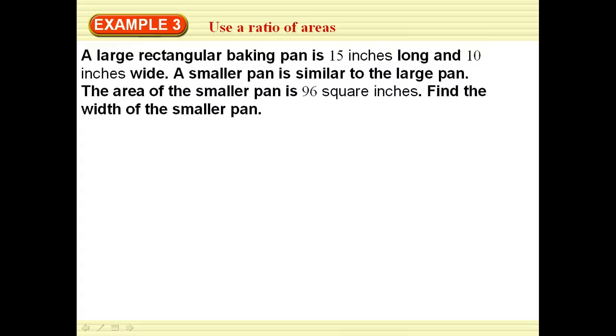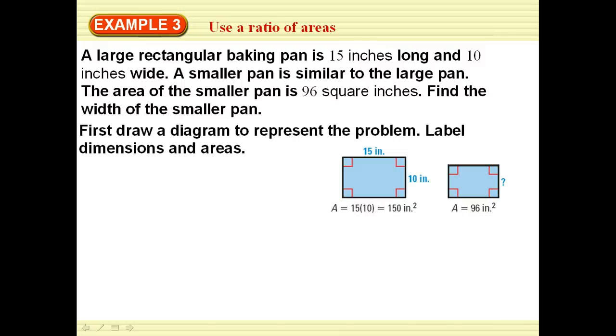A large rectangular baking pan is 15 inches long and 10 inches wide. A smaller pan is similar to it, and all it gives me is the area. And it wants me to find how wide that smaller pan is. Well, first thing I'm going to do is draw this out, label everything, and take a look at it.